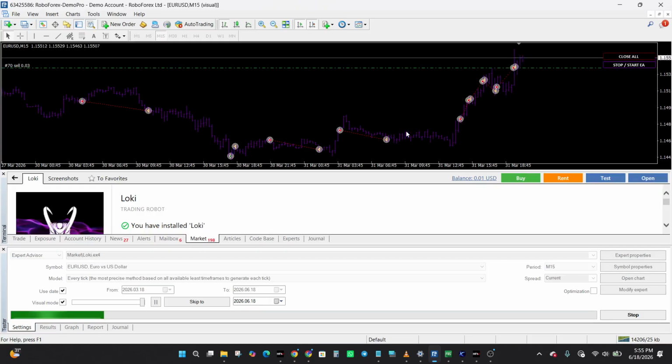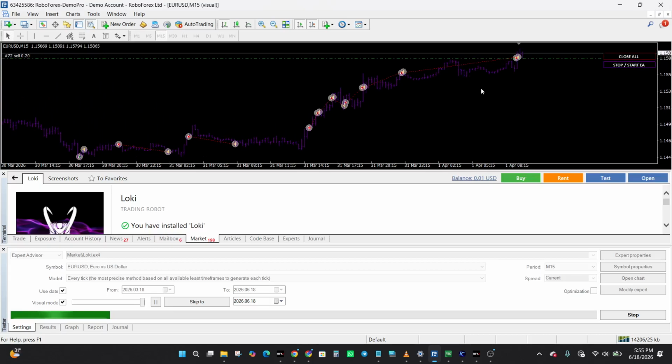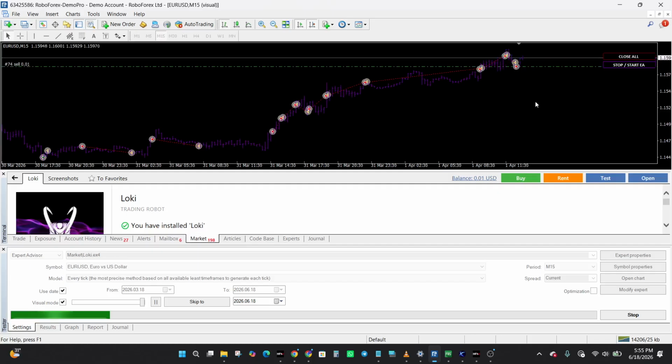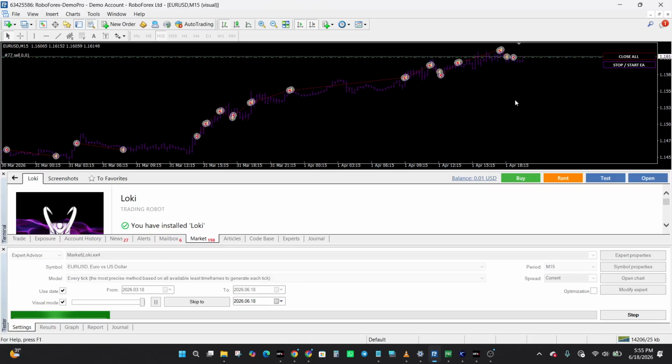All right, I can see obviously this EA is targeting short-term price movement. You can see how the trades do not really run for long, so the EA just targets short-term price movement.